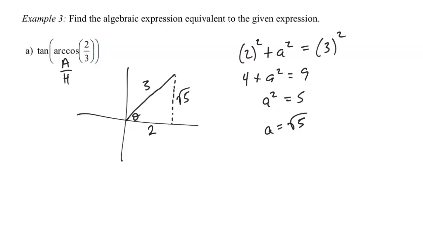Okay, so that takes care of the inside part. The inside part tells me how to draw my picture, and so now I'm going to do the outside part, which says tangent. And I know that tangent is the opposite divided by the adjacent. And so therefore, looking at my picture, my angle is right here. The opposite side is the square root of 5, and the adjacent side is 2. And so therefore, this is going to equal the square root of 5 divided by 2.